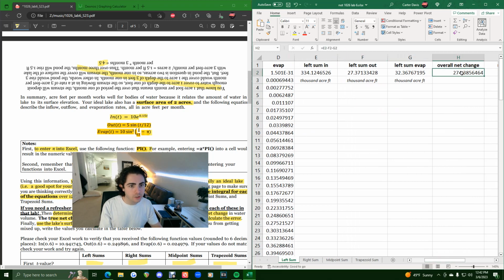And then overall net change, that's simply doing the in minus the out minus the evaporation. This is all the water coming in. This is all the water going out in one way or another. So overall net change is 274.